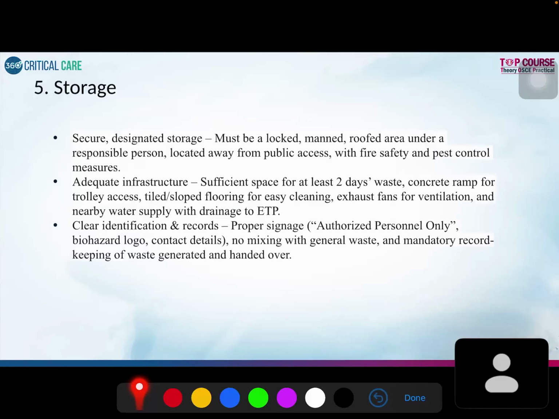And storage. So once all of the waste is collected, it has to be stored in a locked, roofed area with some responsible person, away from public access. People should not try to collect something from this and reuse it. And there should be proper fire safety and pest control measures. The infrastructure should be good, and there should be space enough to collect 2 days waste. This place should be tiled. There should be easy cleaning, exhaust fans, and nearby water supply with drainage. And there should be clear identification in records. There should be signage like authorized personnel only or biohazard logo, and you should not mix it with general waste.